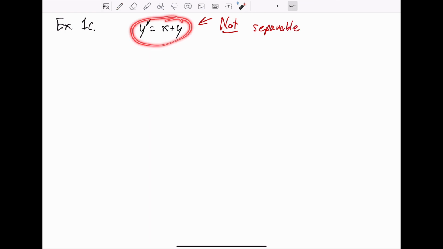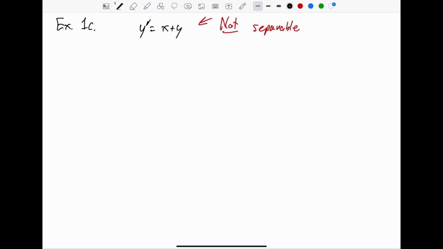Here we have the differential equation y prime equals x plus y. And as written, this is not actually a separable differential equation. We don't have a function of x times a function of y. We have a function of x plus a function of y. So this is not separable. So we'd like to think that, well, maybe we couldn't solve it using separation of variables. But we still can solve it by using a special little technique here.